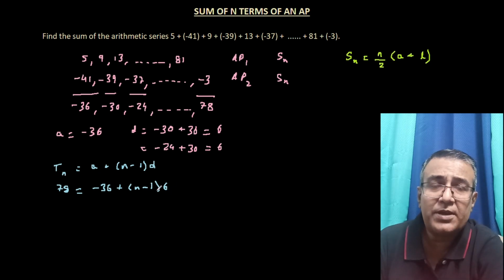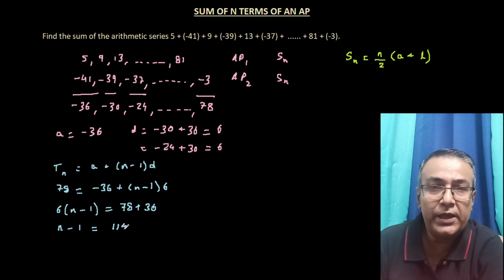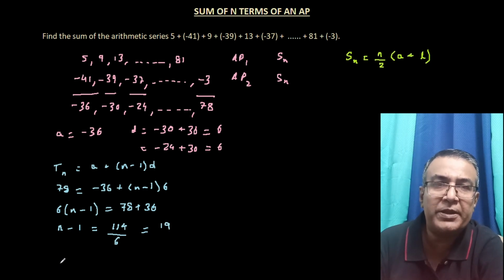Now since n, which is the unknown, is on the right hand side, let me start by writing the right hand side first. So I'll take negative 36 to the other side. In this case we'll be just left with 6 times n minus 1 that should be equal to 78, and when the negative 36 goes to the other side, that becomes plus 36. We can then take the 6 to the other side, so 78 plus 36 gives us 114, and that can be divided by 6, which gives us 19. And then we can take this negative 1 also to the other side, so n will be equal to 19 plus 1, which is equal to 20.